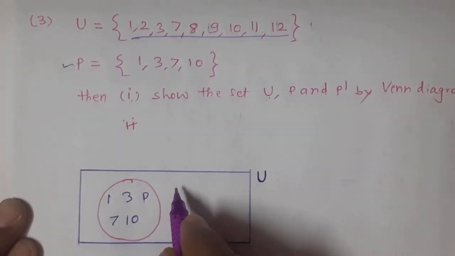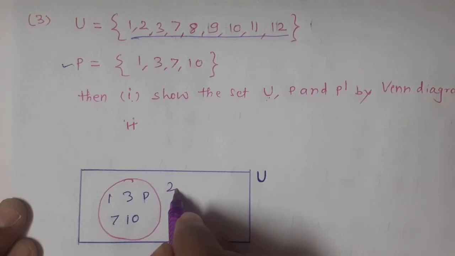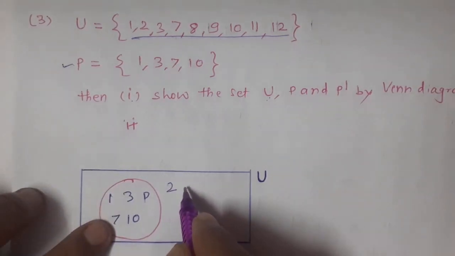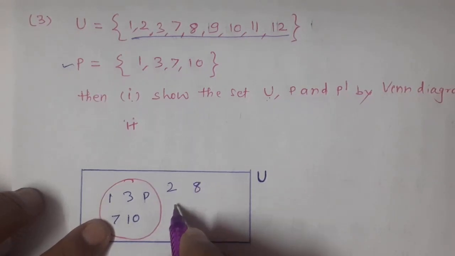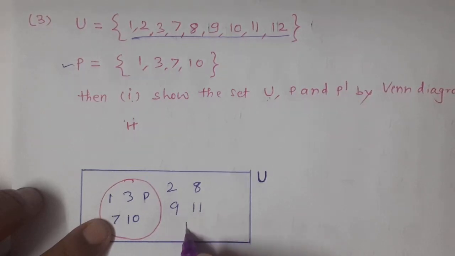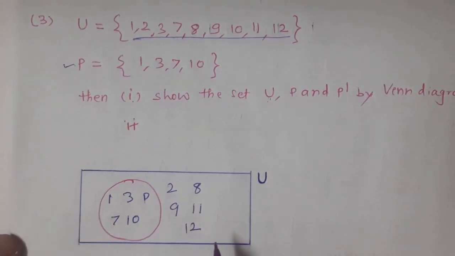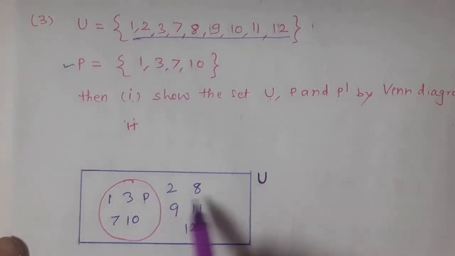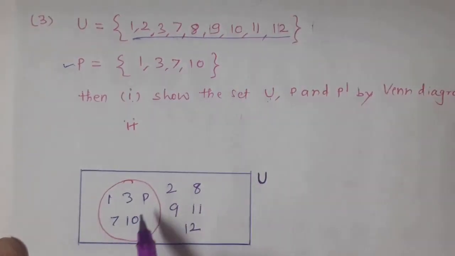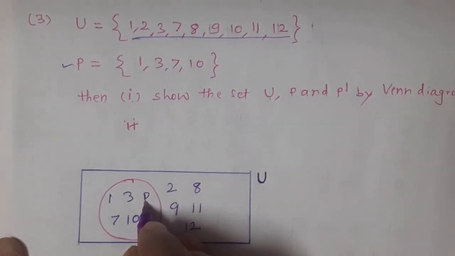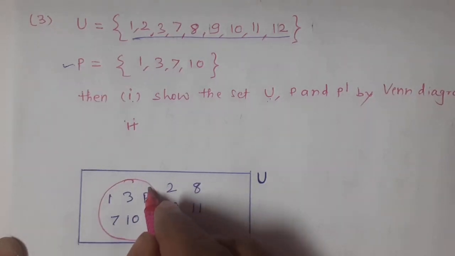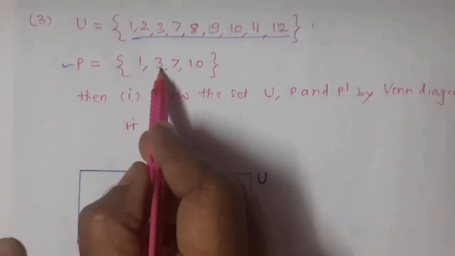So I am writing in this universal set 2, then 8, then 9, then 11 and 12. This is how you can show that the universal set comprises all the values 1, 2, 3, 7, 8, 9, 10, 11, 12, of which this is the set P, or this is called a subset, which comprises the values 1 3 7 10.